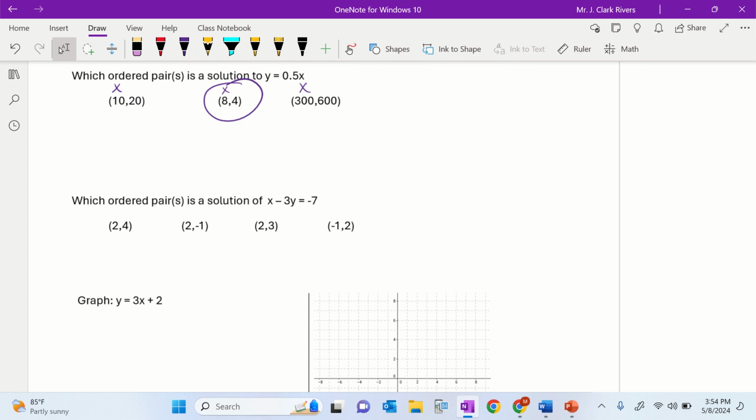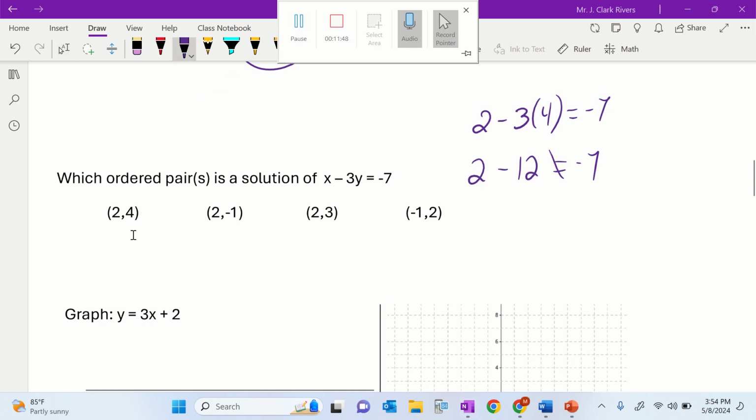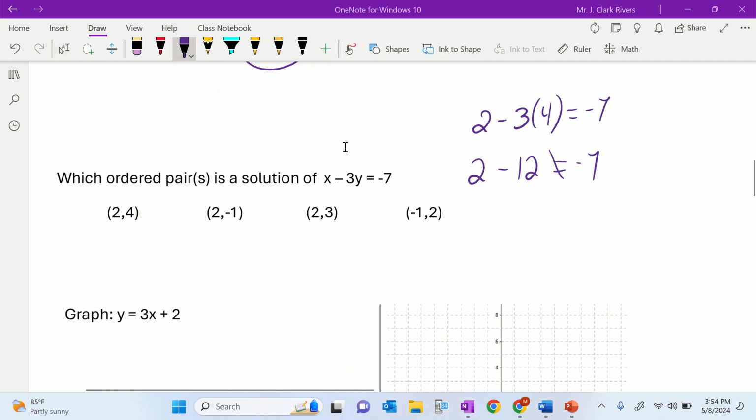How about this one? Pause the video now and give that one a shot. Sub in the x and the y to figure out which ordered pair is a solution to that equation. First off, I took 2, 4, and I subbed in 2 for x. You see that right there. Instead of x, 2 minus 3 times y. 3 times y is 4. So 2 minus 3 times 4 is 12. That's not equal to -7. So not a solution. Let's try the next one here.